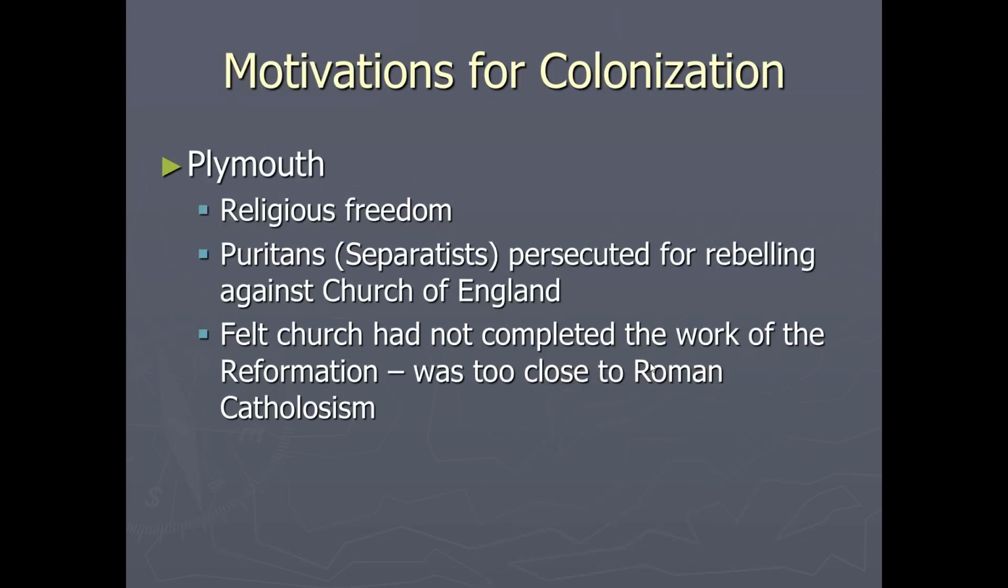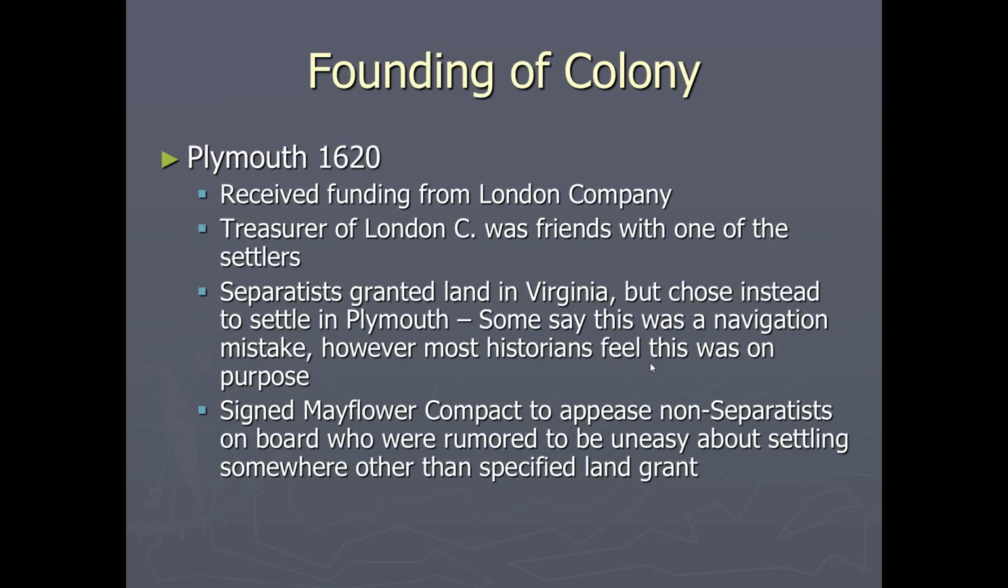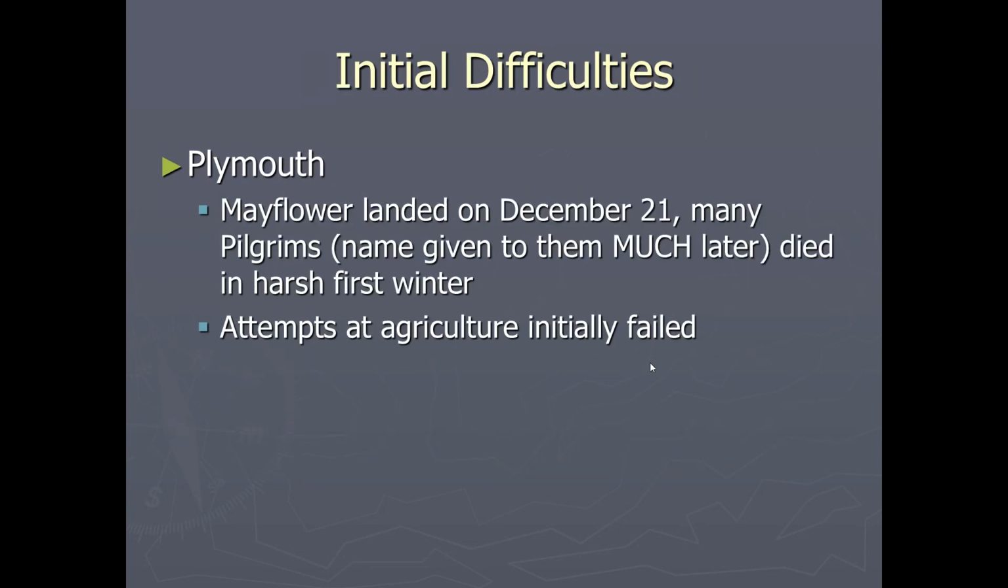All right. So why come over to Massachusetts Bay? Obviously, religious freedom. If you were a separatist, you wanted to separate yourself from the Church of England. Puritans wanted to purify themselves from the Church of England. We've kind of already gone over this. You can read over it. We've talked about the Mayflower Compact.